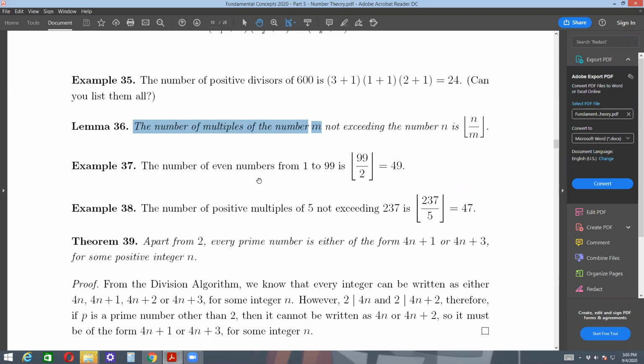For example, the number of even numbers from 1 to 99: it's even, so we're looking for divisibility by 2, so you divide 99 by 2, and you'll get 49.5, but we want the floor of that, which is just 49. The number of positive multiples of 5 not exceeding 2 to the 7, again, you divide 2 to the 7 by 5, and when you take the floor, you get 25.